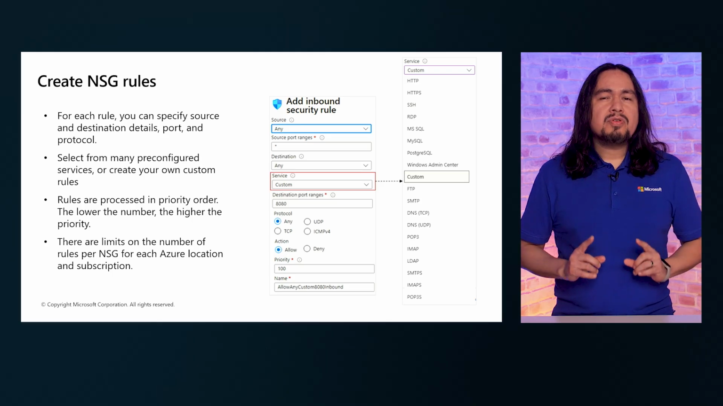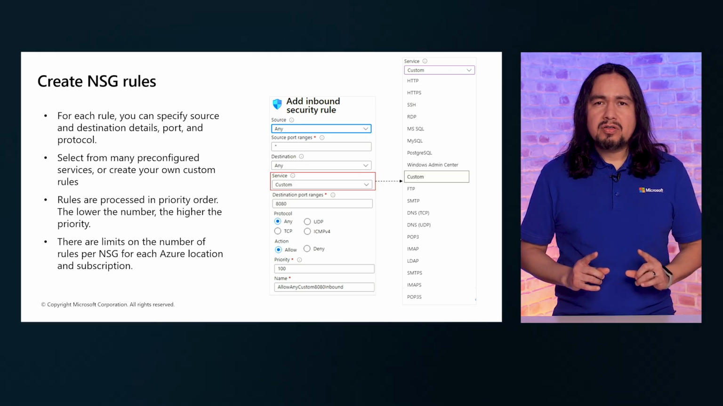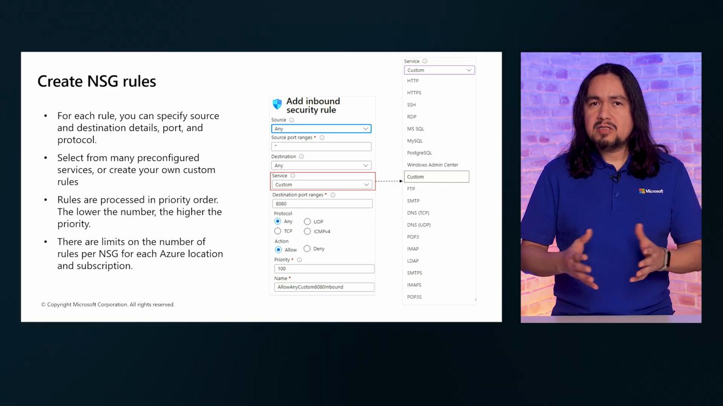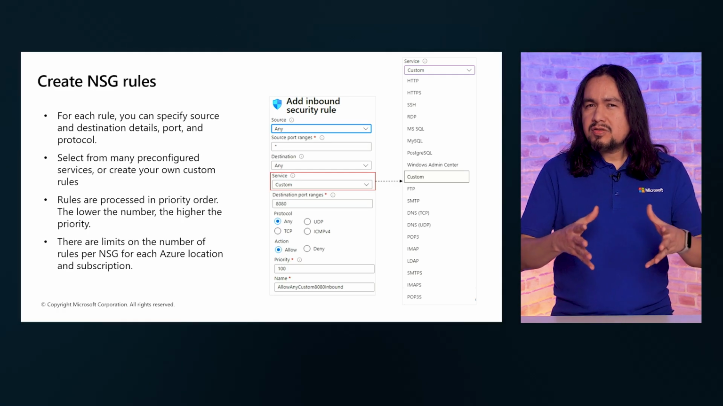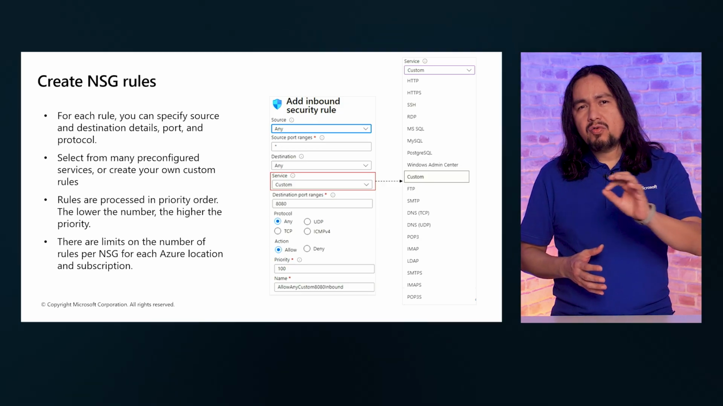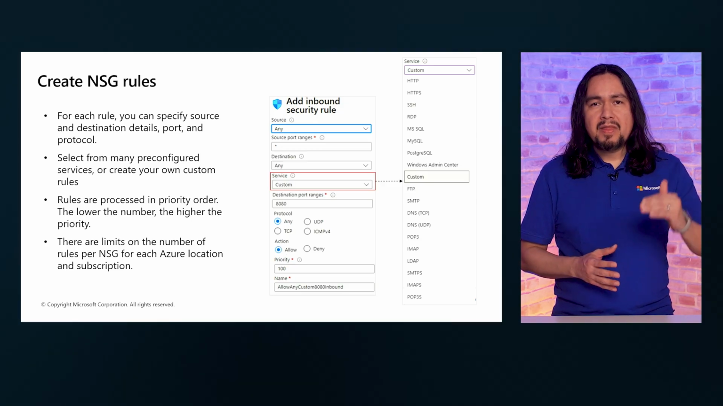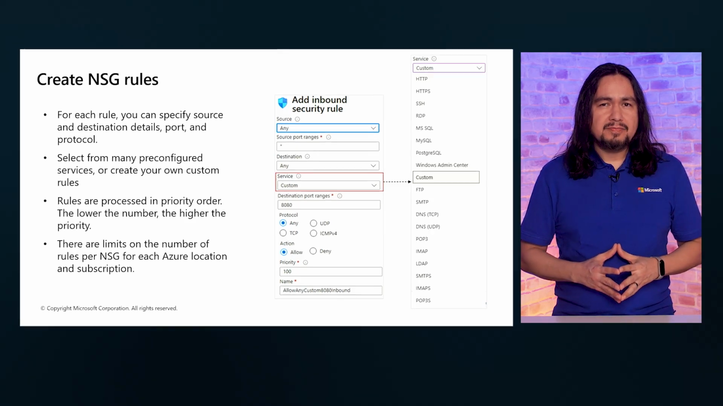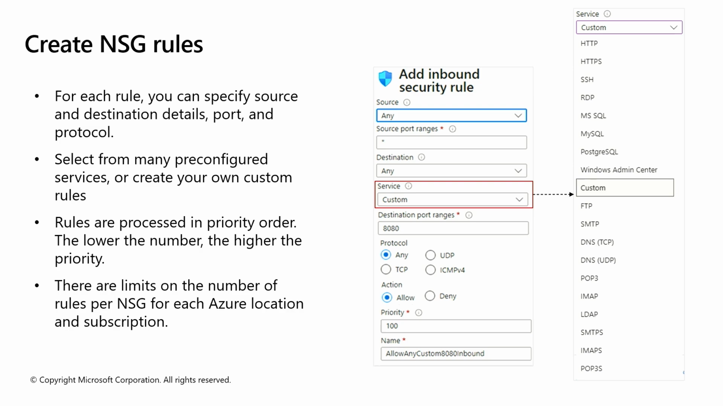Remember, rules are processed in the priority order, and from there is no more processing for that specific rule. So what I'm trying to say here is that when you define a rule in that specific place, and then we match that rule, we don't take a look on the rest of the rules now. The lower the number you have, the higher the priority. There are limits on the number of rules you have for each Azure location and subscription, so make sure that you take a look at these limitations.